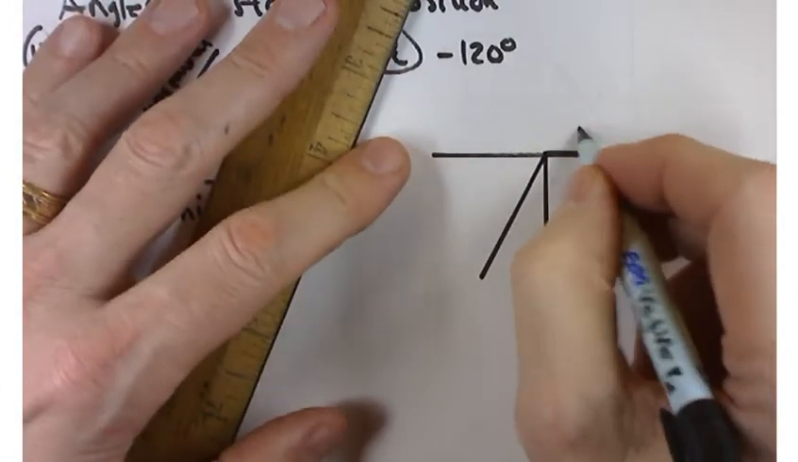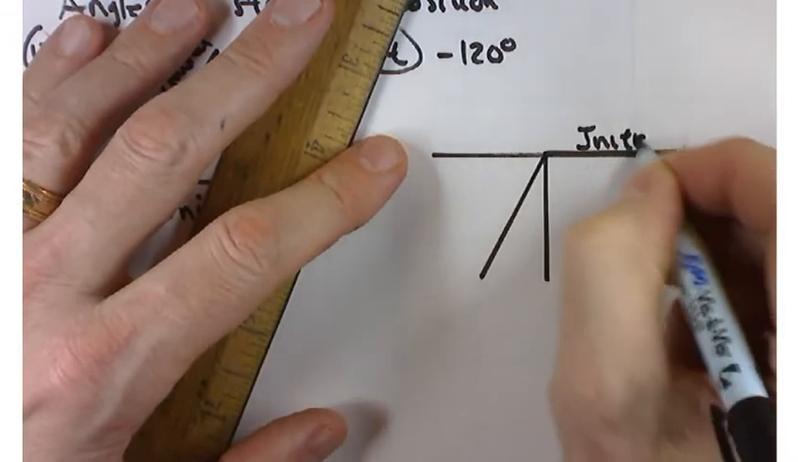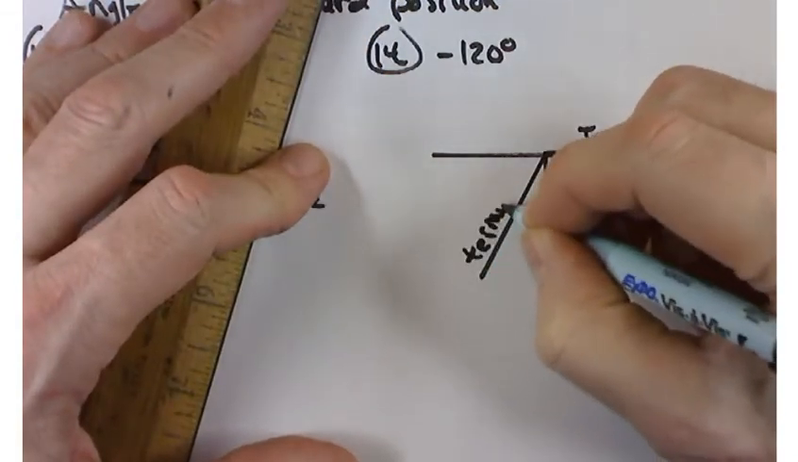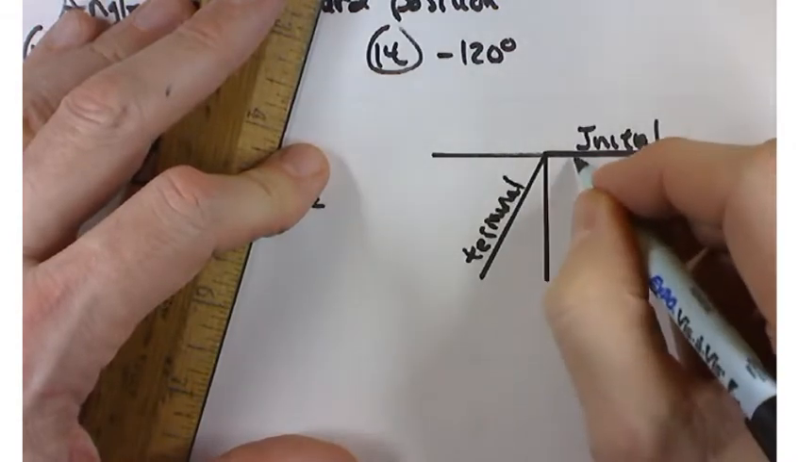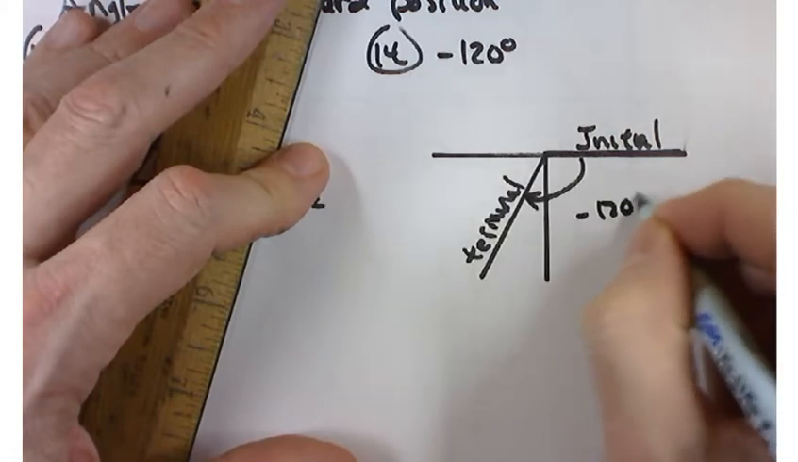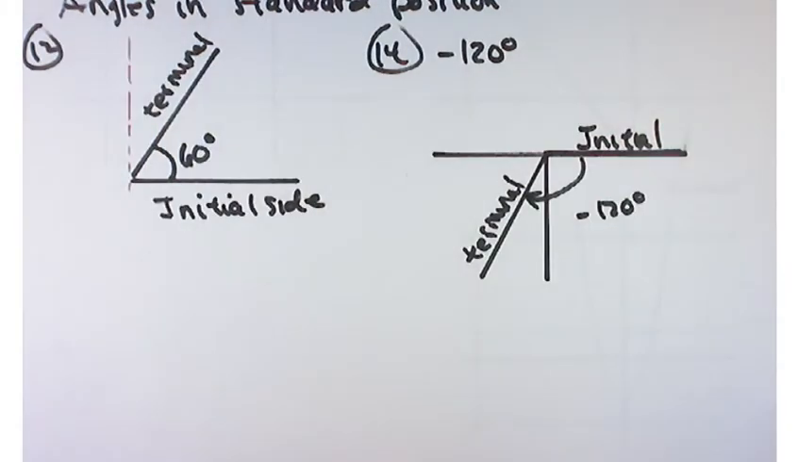And again, you've got your initial side and your terminal side. And that's going to give us a negative 120 degree angle. Nice, nice, nice.